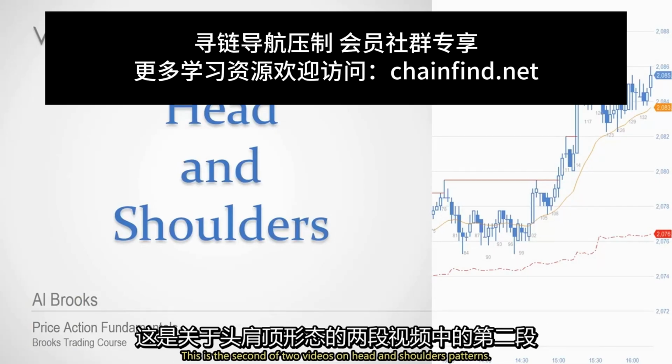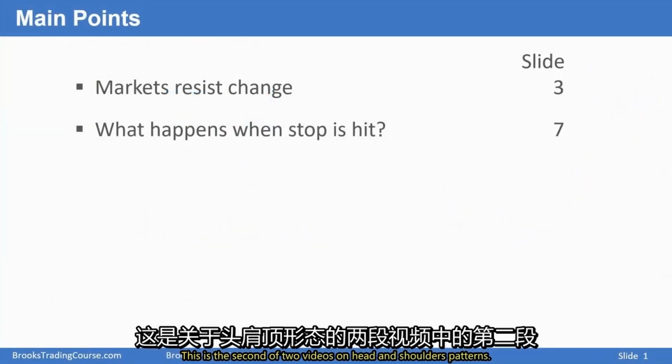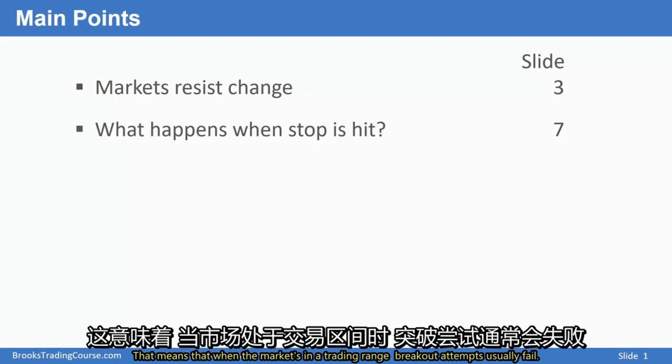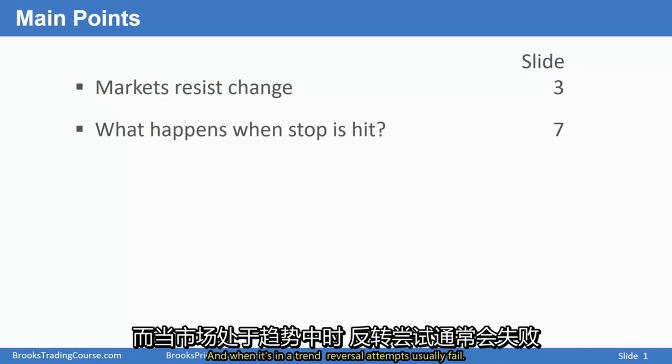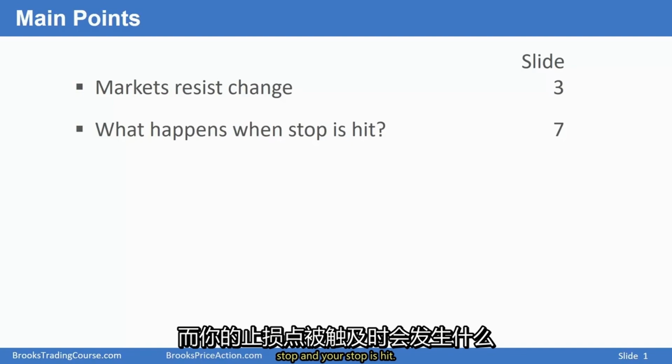This is the second of two videos on head and shoulders patterns. Markets resist change. That means that when the market's in a trading range, breakout attempts usually fail. And when it's in a trend, reversal attempts usually fail. And finally, I'll talk about what happens when you're in a position, you have a logical stop, and your stop is hit.